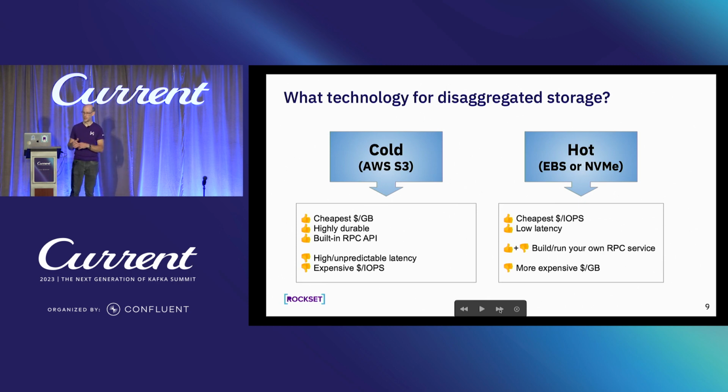On the flash side of things, we get a cheaper dollar per IOP, and we get reliably low latency. There's no RPC service included, which is an advantage and a disadvantage in our case. It's a disadvantage because now you need to actually provision a machine to run the service. If you get an i3en instance, you get the CPUs for free. But if you want to use EBS, then you also have to get an EC2 instance.